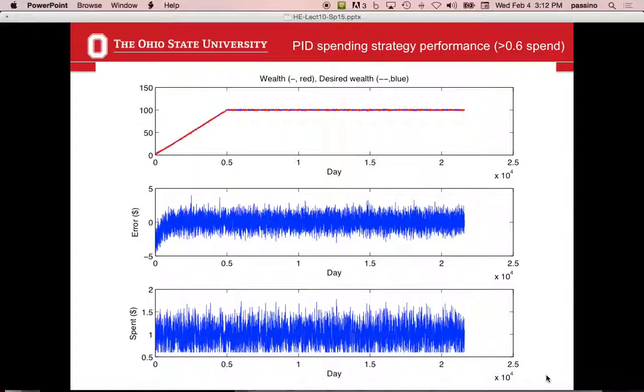Now, this is the error. That means the real difference between the red and the blue lines is this plot, okay? And you see, there's a few dollar error. It's not pegging it right on the money. It's not exactly $100. It's plus or minus a few dollars, okay? So it's pretty good. And then this is how much money the person's spending. So what I did in the simulation, and I'll show you where in just a minute, you notice they never spend less than 60 cents a day, okay? They're spending up to $1.50 a day.